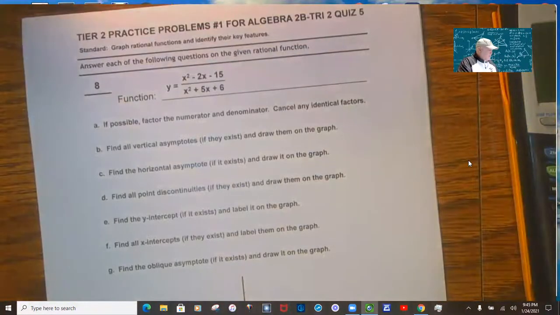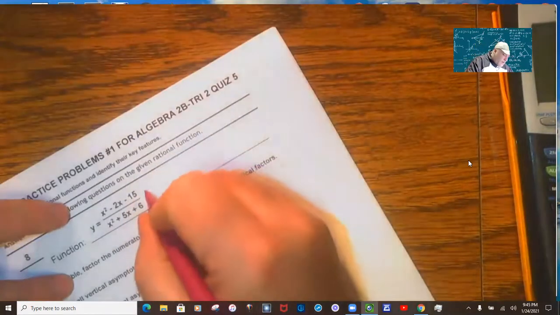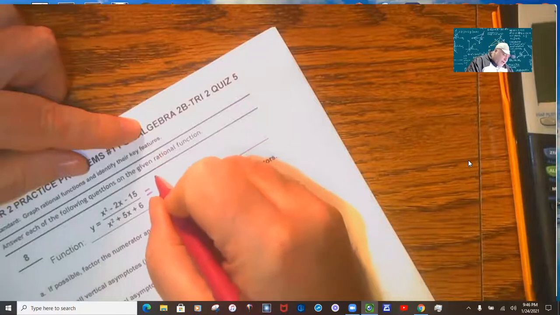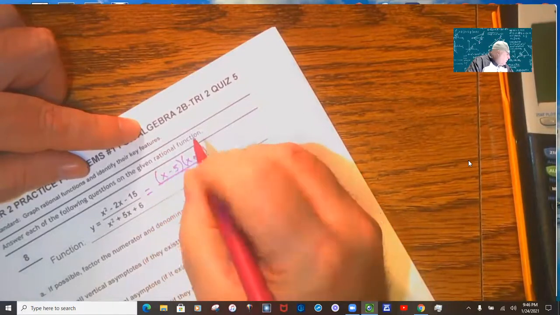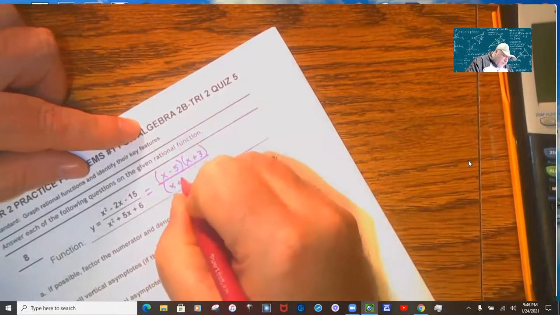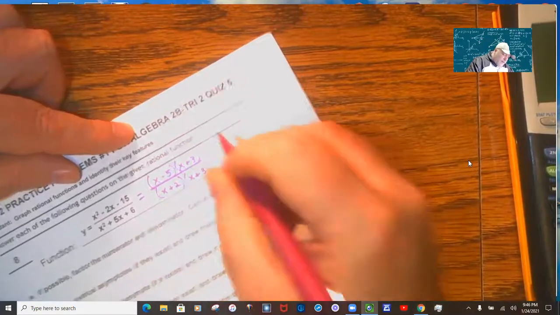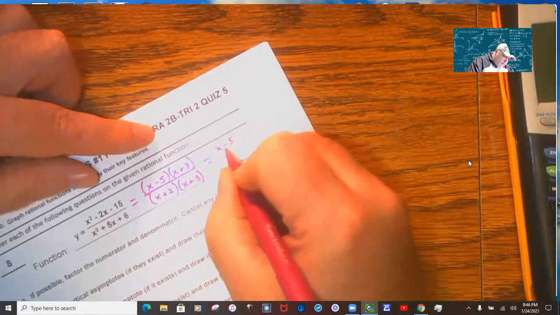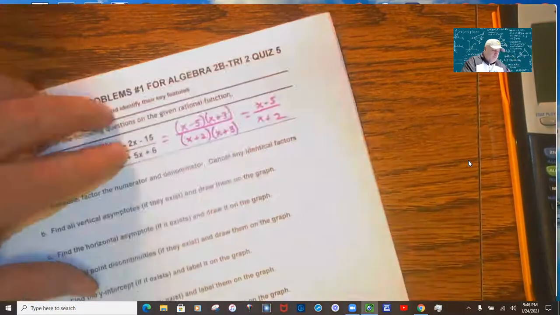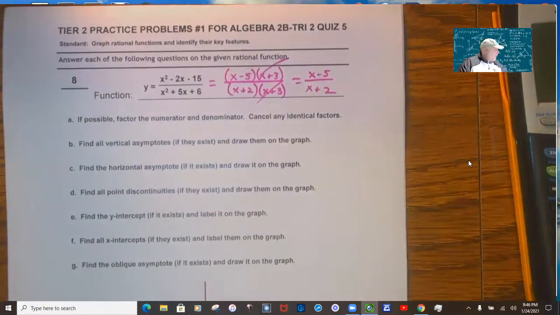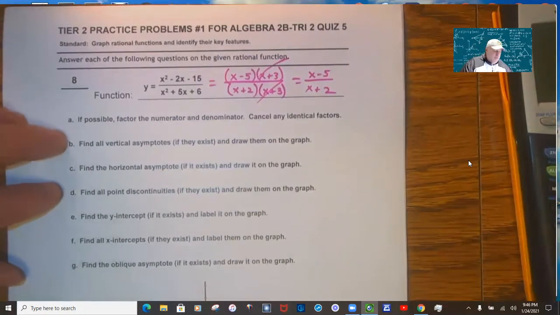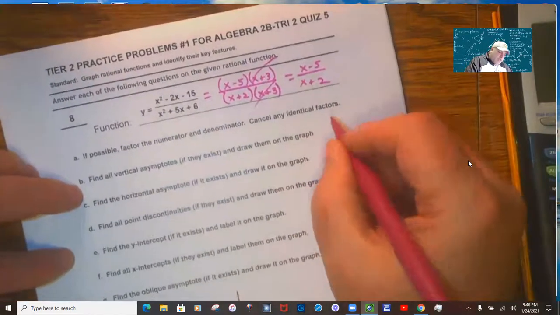Okay, so brings us to problem 8, and we want to start off by factoring this. So factoring, you need to get that right. That's something that I won't explain because I've done so much explaining of it. And then cancel those x plus 3s out. Those will drop. Okay, so find all vertical asymptotes. So you take the denominator, set it equal to 0, you get -2.